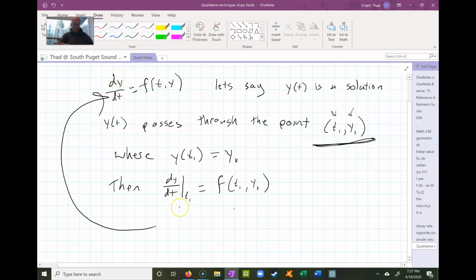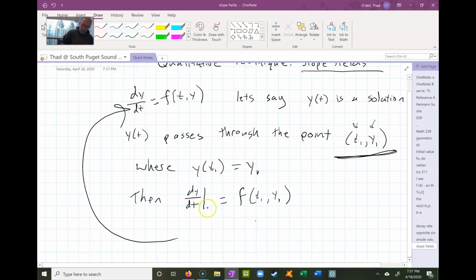This is the Leibniz notation, where if you want to evaluate this derivative at a certain point, we indicate it like this. And actually, we're using the t and y coordinates, so probably the proper way to do this would be to say t sub 1 comma y sub 1. But anyway, the point is that we can generate the slope at that point by looking at the differential equation.